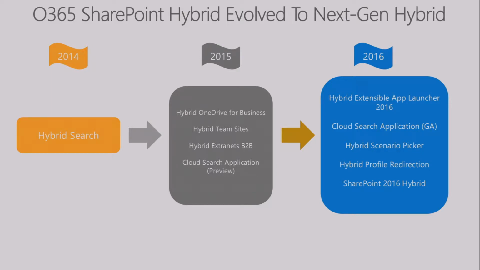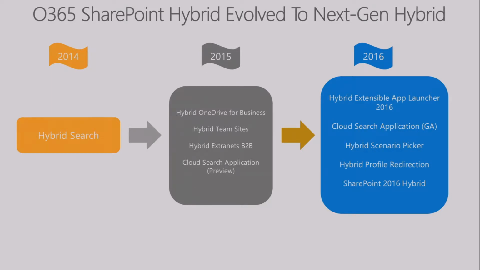We built, from the ground up, hybrid OneDrive for Business, hybrid team sites, hybrid extranets, and the hybrid extensible app launcher, all from the ground up as we were building the scenarios. We also made it a design goal to make the admin configuration experience much simpler. That's how we arrived at the hybrid scenario picker configuration wizard.